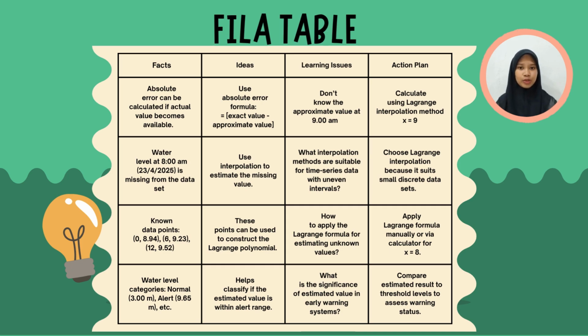Once the estimated values are obtained, we can compare them to define water level categories such as normal at 9.3 meters and alert at 9.65 meters. This comparison helps us determine whether the situation requires further action or warning. If the actual value later becomes available, we can calculate the absolute error using the formula, the absolute difference between the exact and the approximate value. This helps in evaluating the accuracy of our interpolation approach.